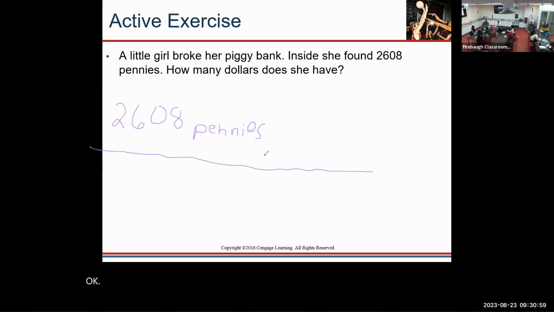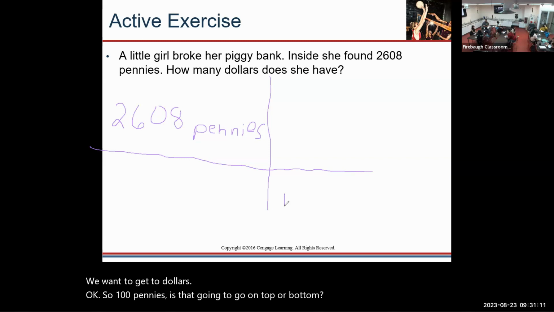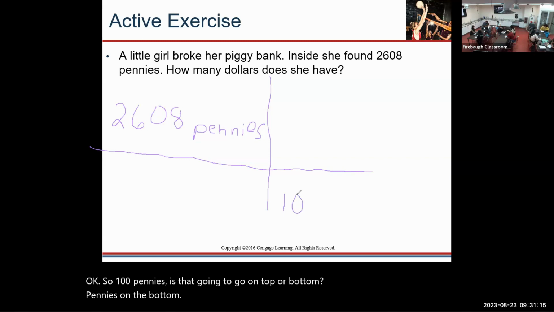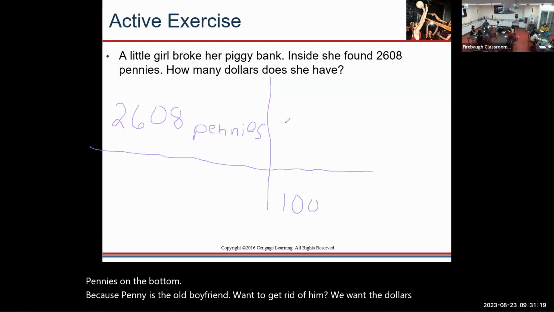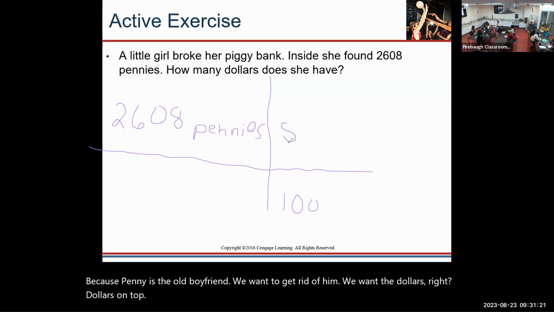So what is the equivalency that we want to use? We want to get to dollars. Okay, so 100 pennies. Is that going to go on top or on bottom? Pennies on the bottom. This Penny's the old boyfriend. We want to get rid of him. We want the dollars, right? Dollars on top. So we have $1 on top.